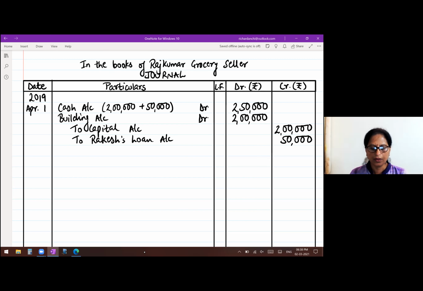Right narration. Total debit 4 lakhs, to capital is 4 lakhs, children, because it's 2 lakh 50 plus 2 lakhs, so it's 4 lakhs, and 50,000 is the loan. Narration: being business started with cash, building, and loan from Rakesh.